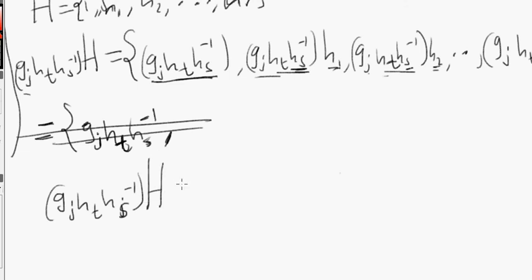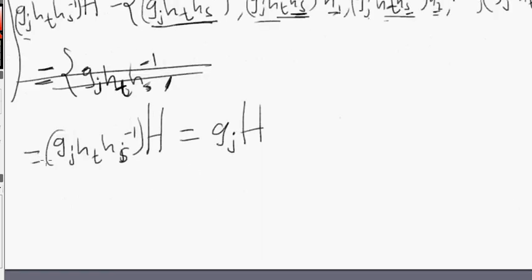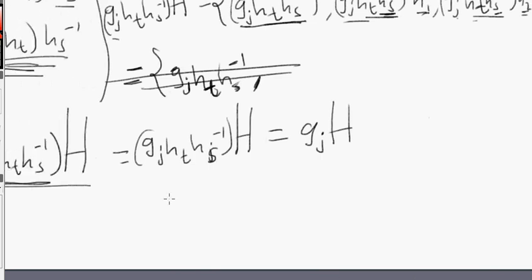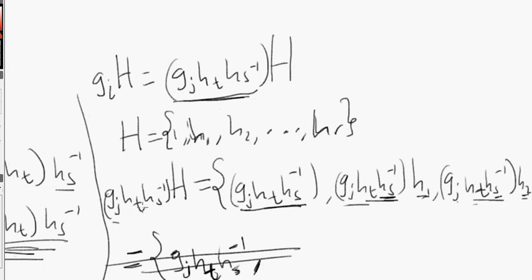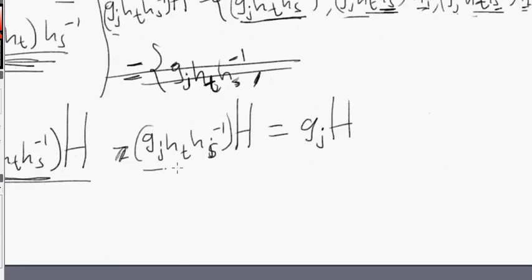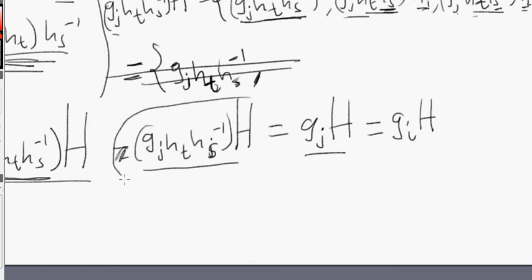But notice that we said that GJ HT HS inverse was really the same as GI. So this coset was the same as this coset. So really we're saying that this equals this equals this, GIH. See if you could convince yourself of this fact, that in fact GJ HT HS inverse multiplied by H equals GJH, which makes us conclude that GJH equals GIH.